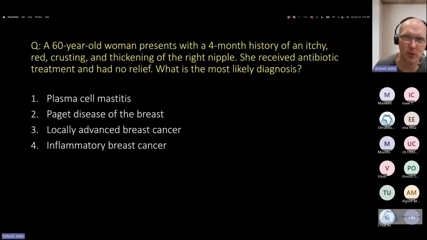Here's a 60-year-old woman who presents with a 4-month history of an itchy, red crusting and thickening of the right nipple. She received antibiotics from her doctor and had no relief. What's the most likely diagnosis?